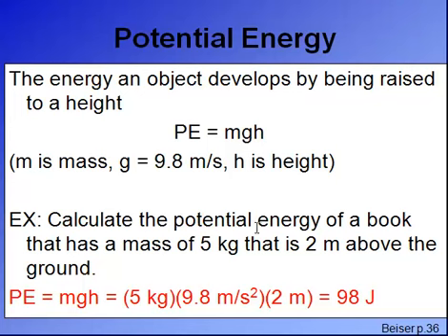Here's an example. Find the potential energy of a book that has a mass of 5 kilograms. It's 2 meters above the ground. So those are our two numbers, M and H or S, either one. You'd put them into your formula here, punch it up, 98 joules. Okay? Kilogram meter per second squared is a Newton, times a meter would make a joule.